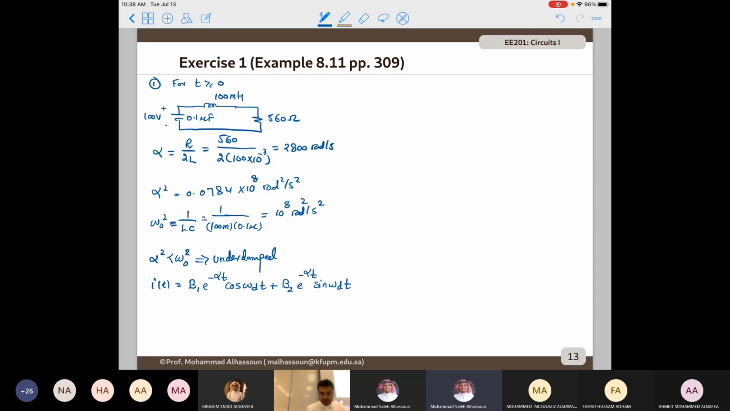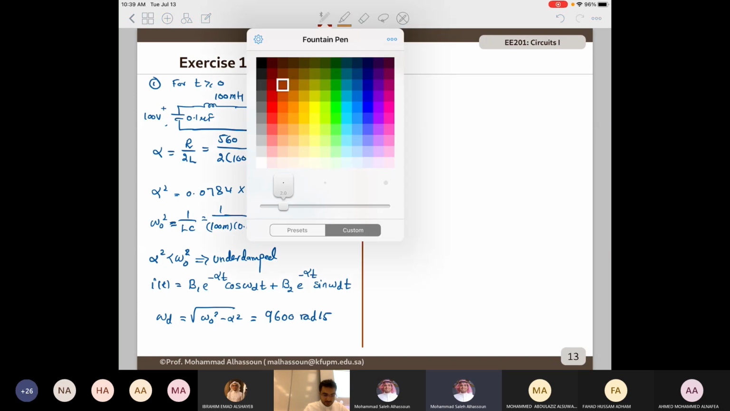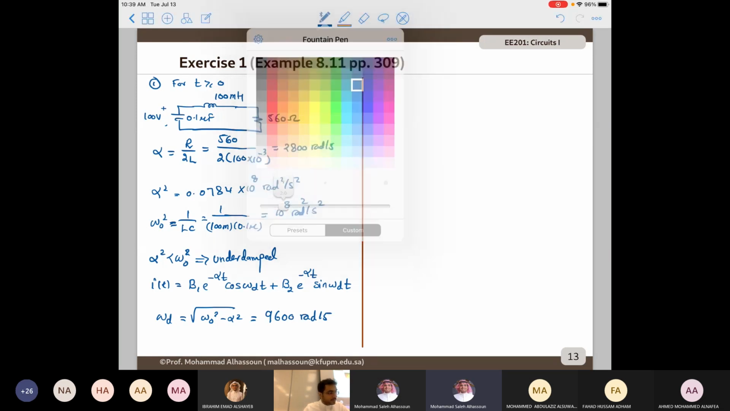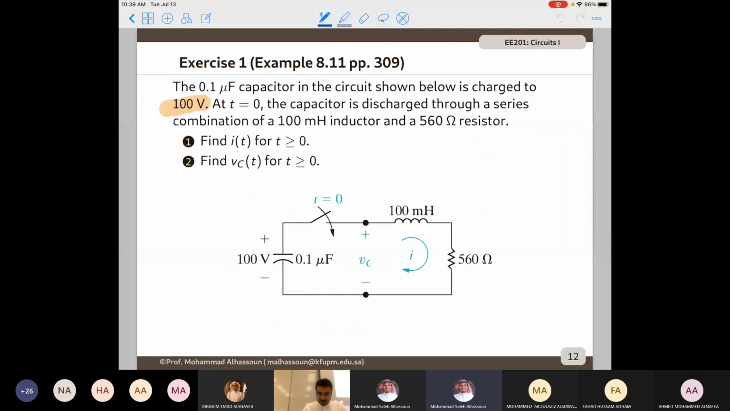So what we are missing here are B1, B2, and omega D. Omega D is simply the square root of omega naught squared minus alpha squared. In this case, we have 9600 radians per second. Now, in order to find B1 and B2, those quantities depend on the initial conditions. So what is the initial value of the current here?